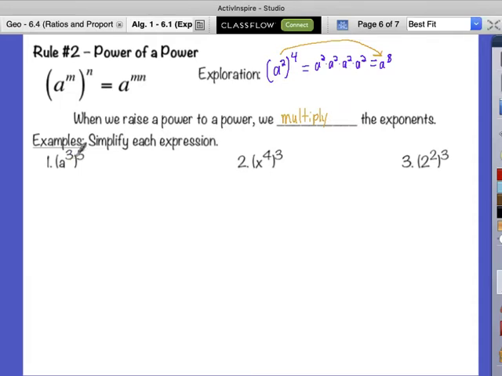Okay. a to the third being raised to the fifth. So power being raised to a power. So what do we do with these? Multiply. So we have a to the 15th.